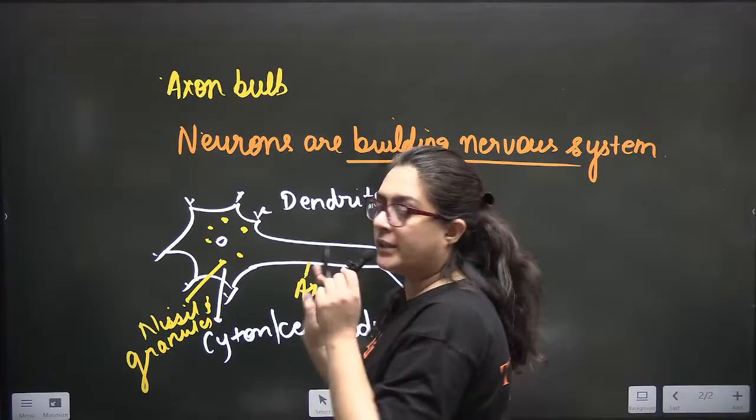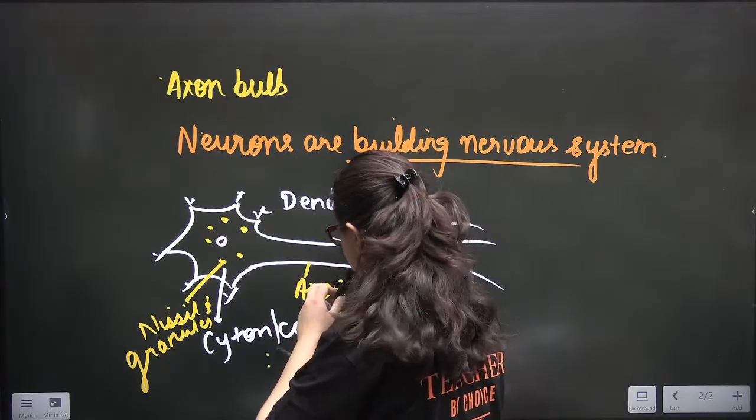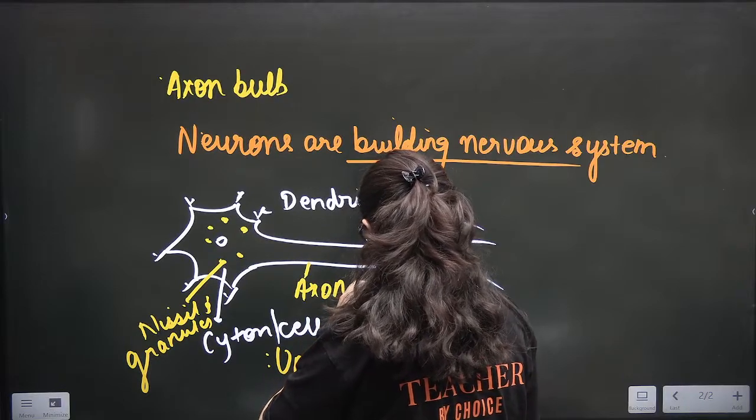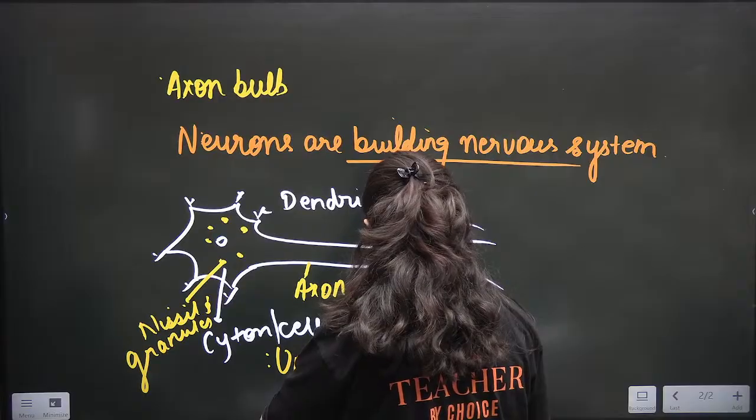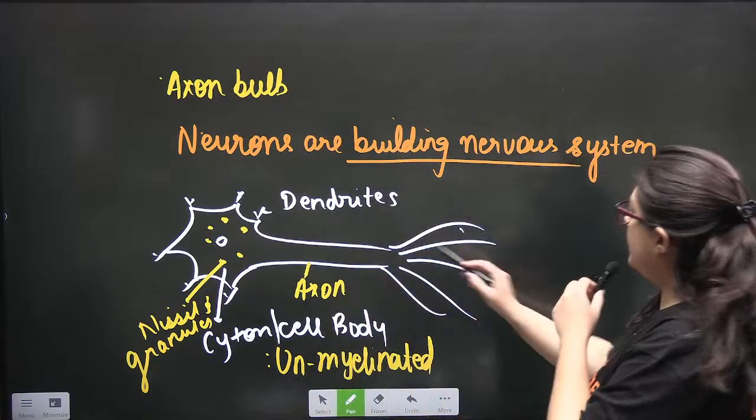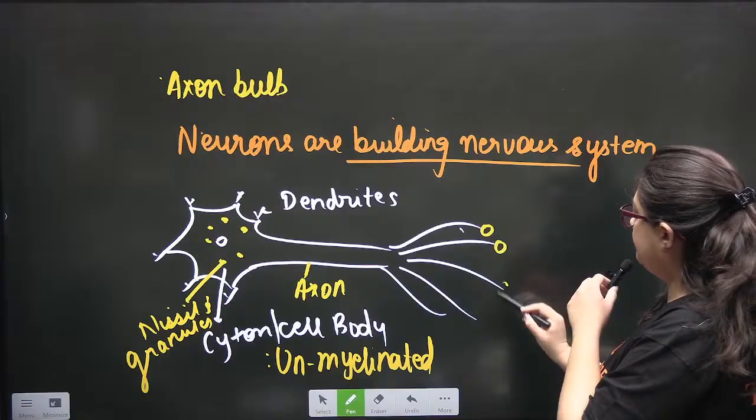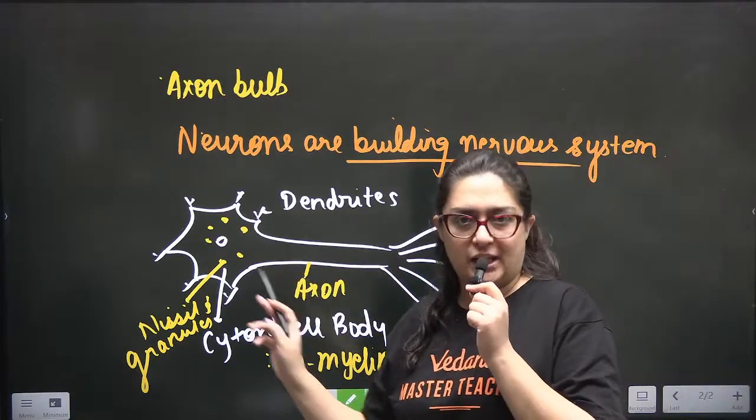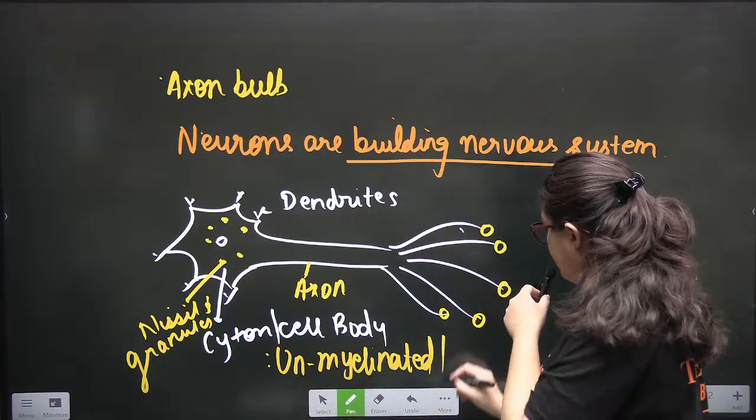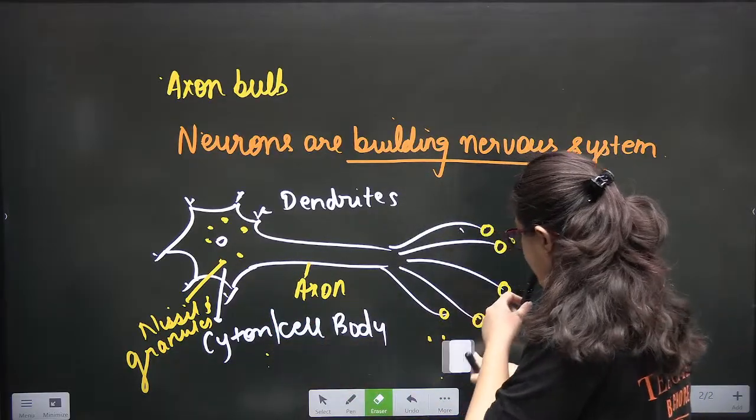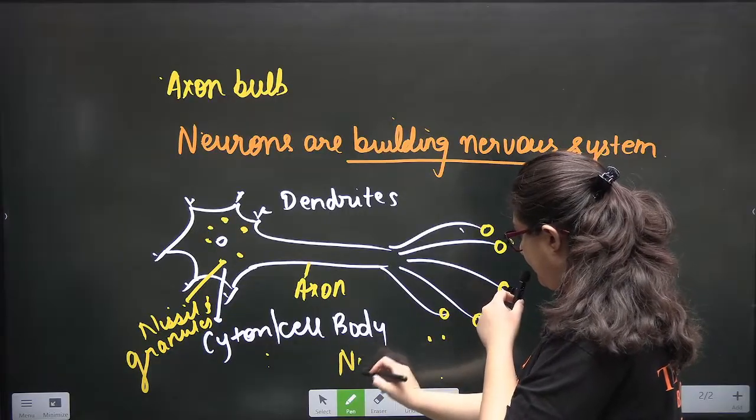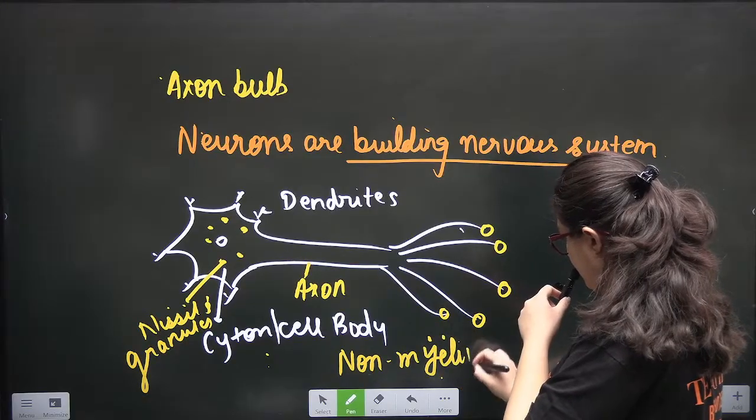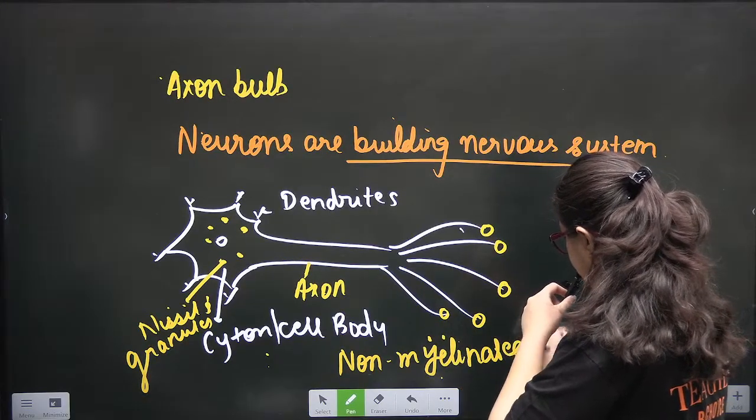This axon is not having any myelin sheath, so this is unmyelinated. Done. This is axon endings with bulb. So axon is not having any myelin sheath, so it is non-myelinated. Okay. Done.